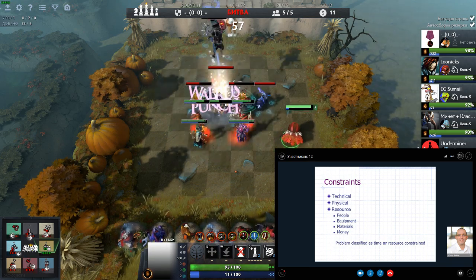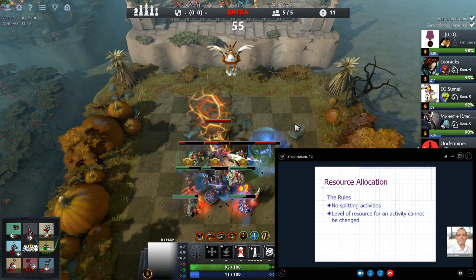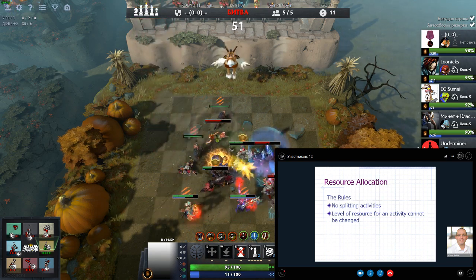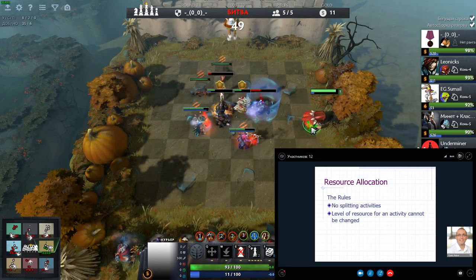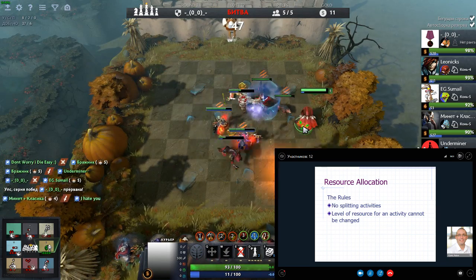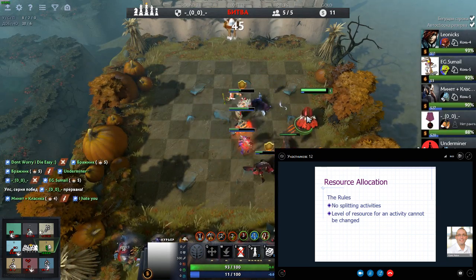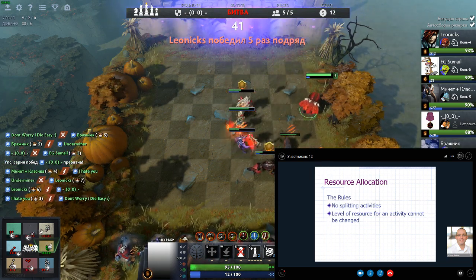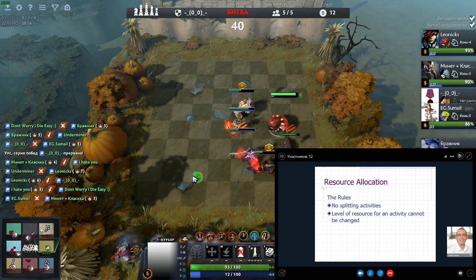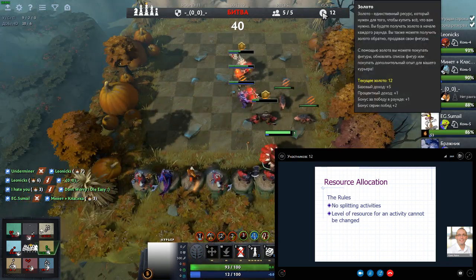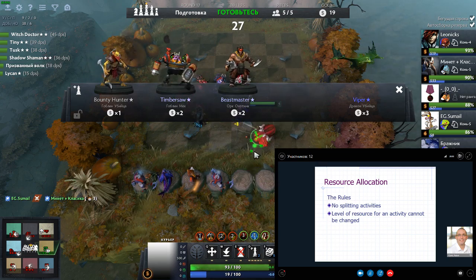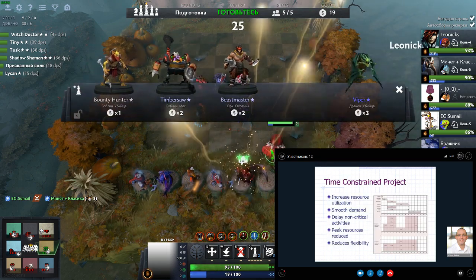When we're thinking about resources and we're allocating resources to our project, there are some rules that we need to think about. We don't split activities just to allocate our resources in a way we would like to. And once we've allocated a level of resource to an activity, we can't change it until the activity is finished. So these are a couple of rules that we tend to apply in the planning process to make sure we get the resource allocation right.